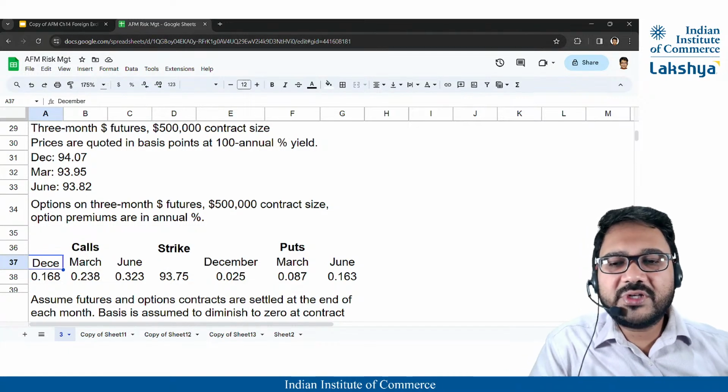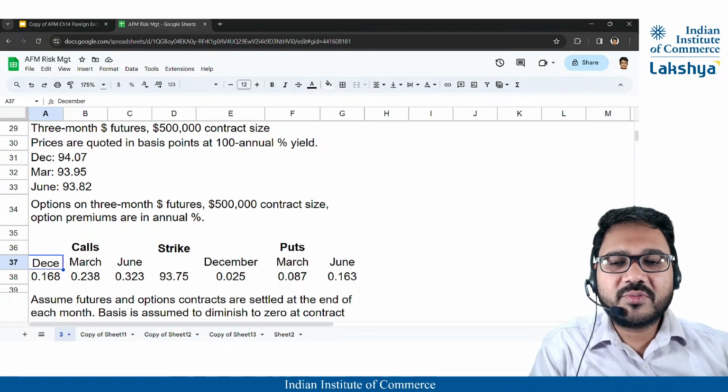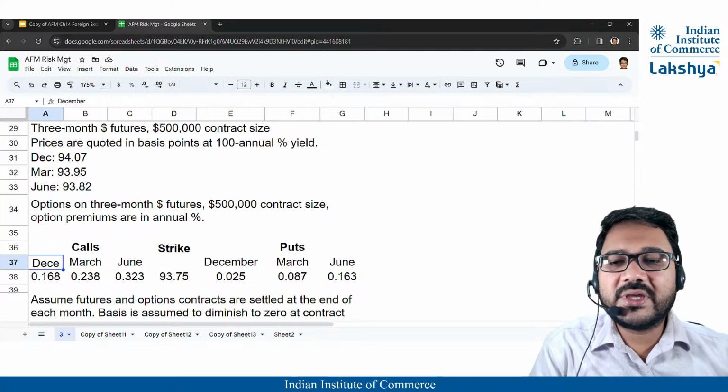And they have given only one strike. Okay, so no multiple strikes are given, but in case multiple strikes are given, a safe way to go about it, and a quick way rather, would be to just take the strike price which is closest to the spot. Okay, now how do we read these?